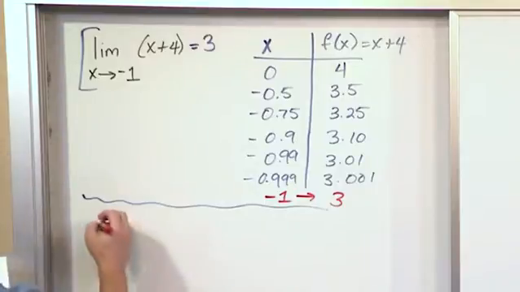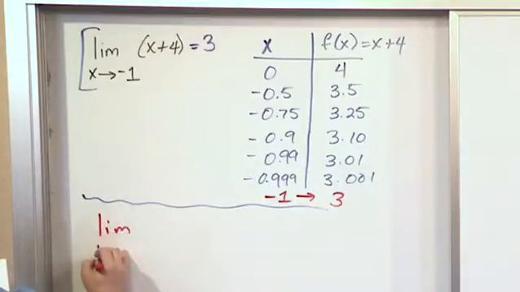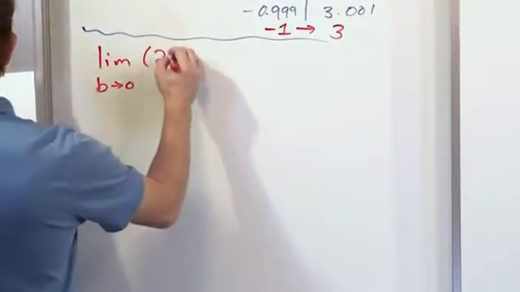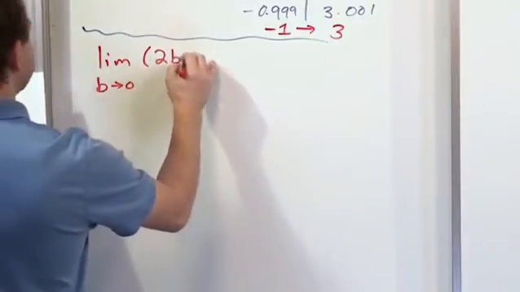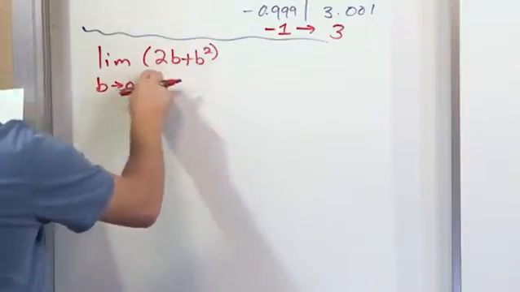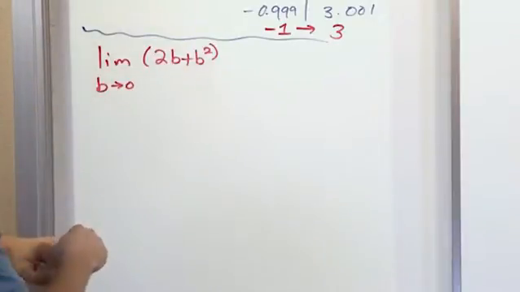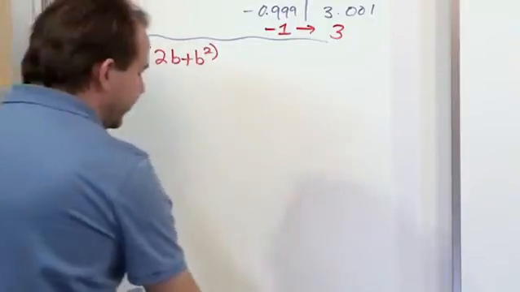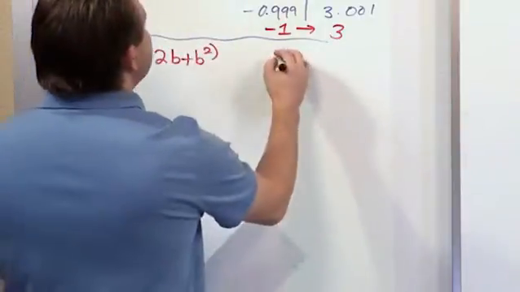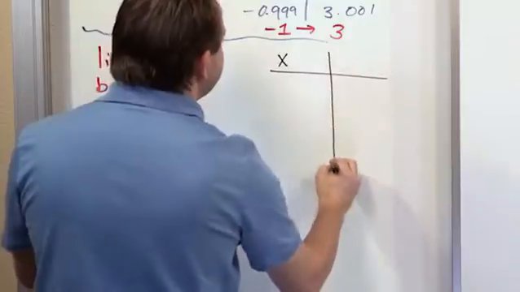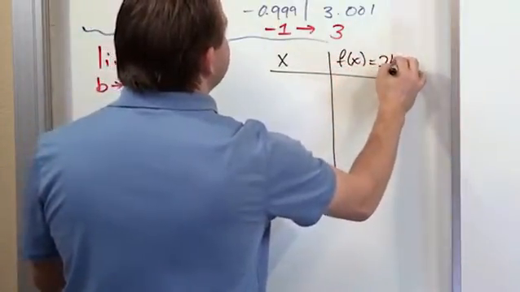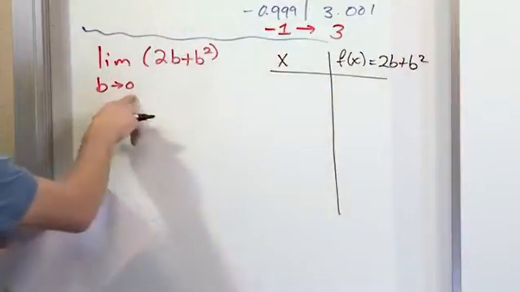All right, what if we want to find the limit as b approaches 0, doesn't matter what variable we use, of the function 2b plus b squared? Now, you may not know what this looks like. In fact, I don't know what that looks like right now. I can take a guess, but I don't really have a visual image of what that looks like. So if you have no idea what to do, you make a table, especially in the beginning when you're studying limits. So f of b is equal to 2b plus b squared, and we're approaching the value of 0.